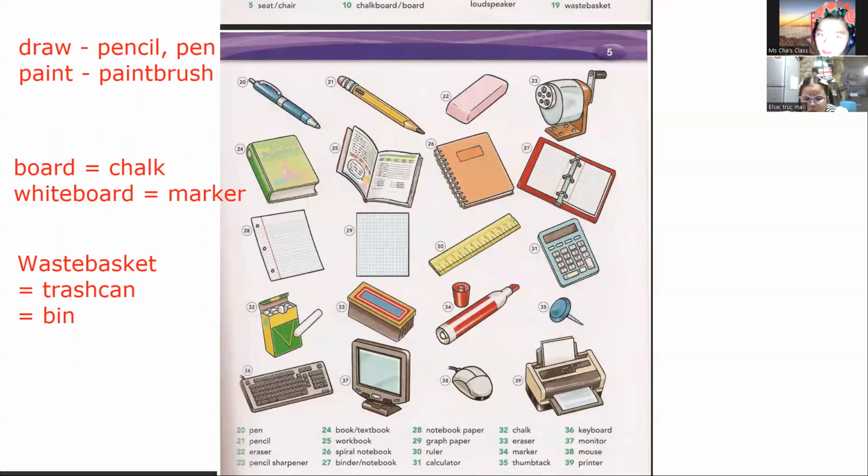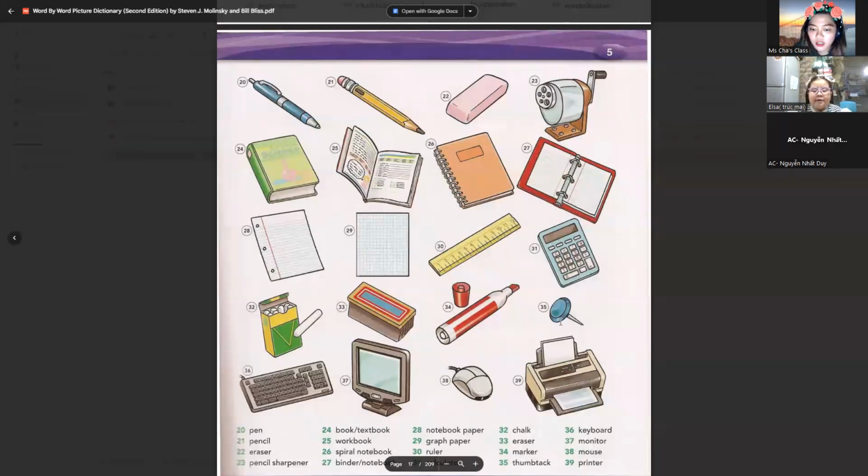Number 35, this is thumbtack. Thumbtack is something that you pin on the wall. This one, a thumbtack is something you use to paste something on the bulletin board sometimes. All right, I'll be showing you what a thumbtack is, so you know that already. So when you encounter them, you know what it is called.